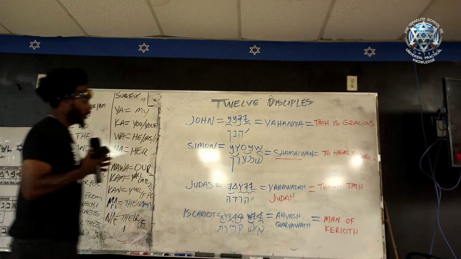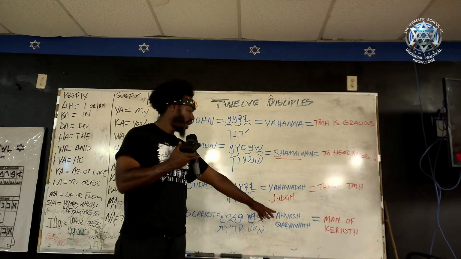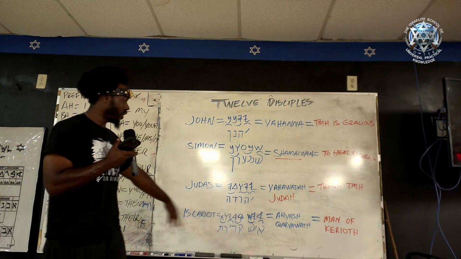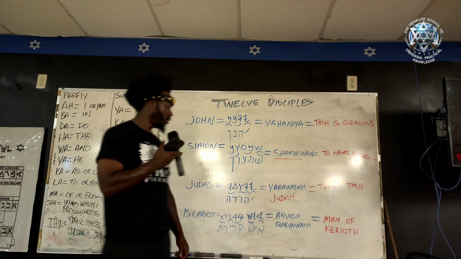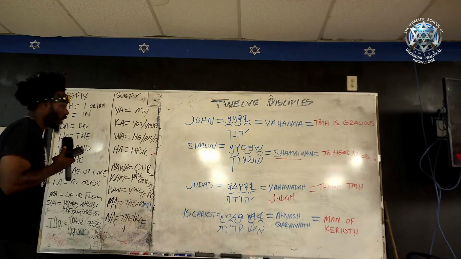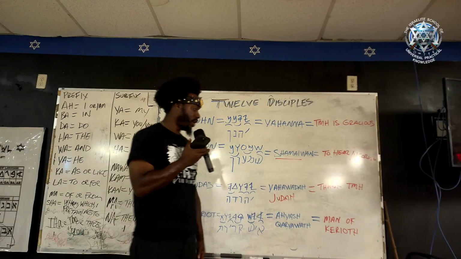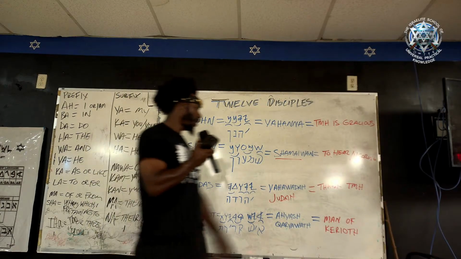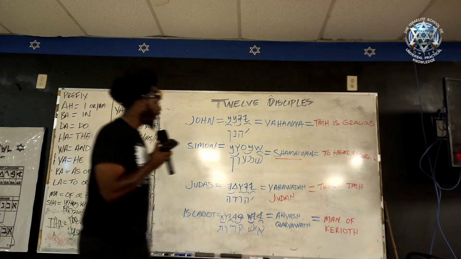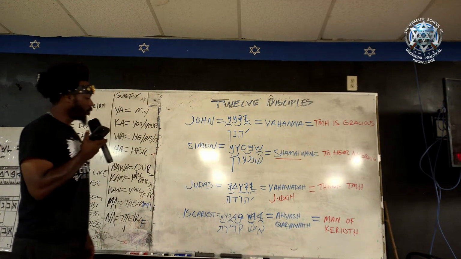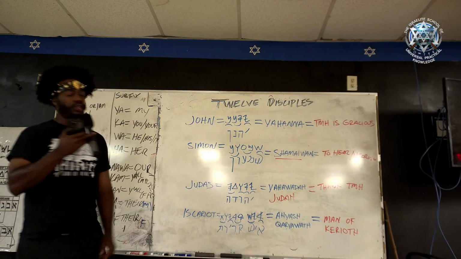So it is Yahawada Ayash Quariyath, right? So Judas Iscariot is Yahawada Ayash Quariyath, which means Judah, man of Kirioth, right? And Judah means thank the Most High, right? So Judas Iscariot was Judah, and he was from a town called Kirioth.